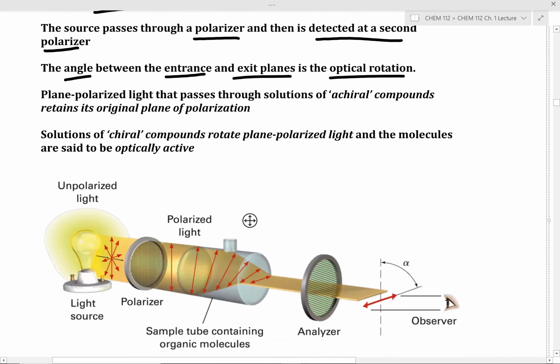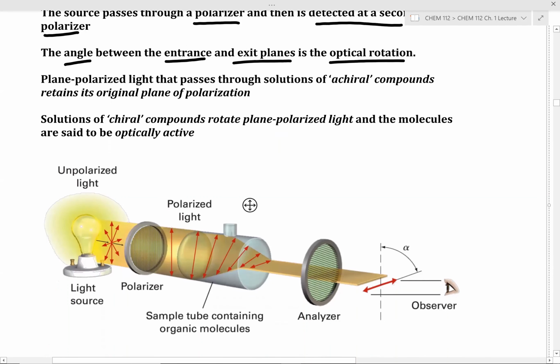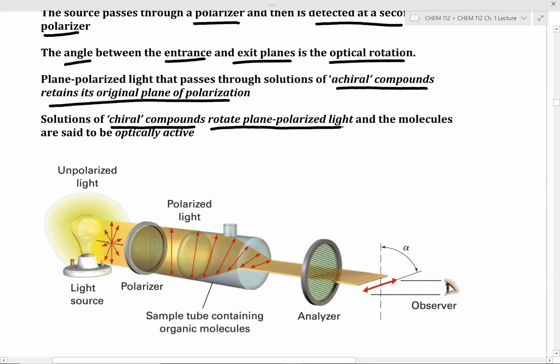So, a key difference between chiral and achiral compounds is that plane polarized light that passes through solutions of achiral compounds will retain its original plane of polarization. However, if plane polarized light passes through a solution of chiral compounds, these solutions actually rotate plane polarized light, and that's why the molecules are said to be optically active.